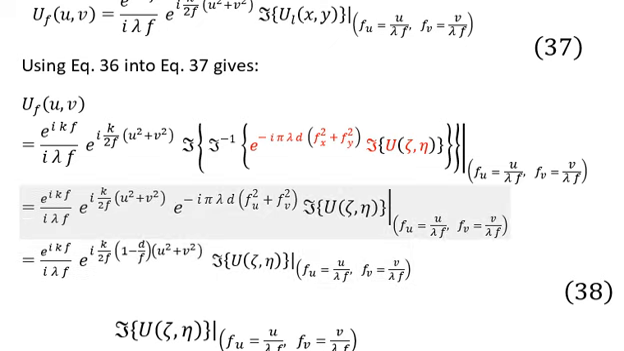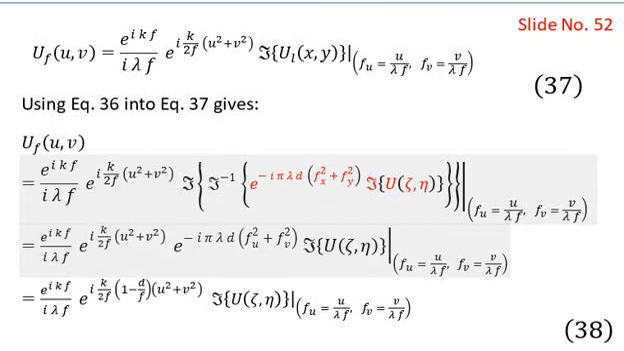So you will notice that in the red expression we have the Fourier frequencies, fx square plus fy square, which will be replaced by the Fourier frequencies at the Fourier plane, which is fu square plus fv square. So now we need to calculate the Fourier transform of U of zeta and eta, which is the field just after the object.